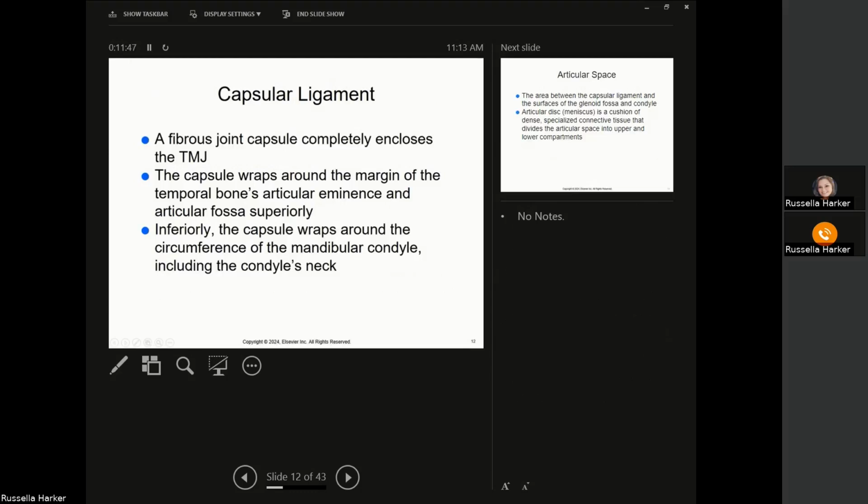The capsular ligament is a fibrous joint capsule that completely encloses the TMJ, and it wraps around the margin of the temporal bone's articular eminence to an articular fossa superiorly. Inferiorly, the capsule wraps around the circumference of the mandibular condyle, including the condylar neck.